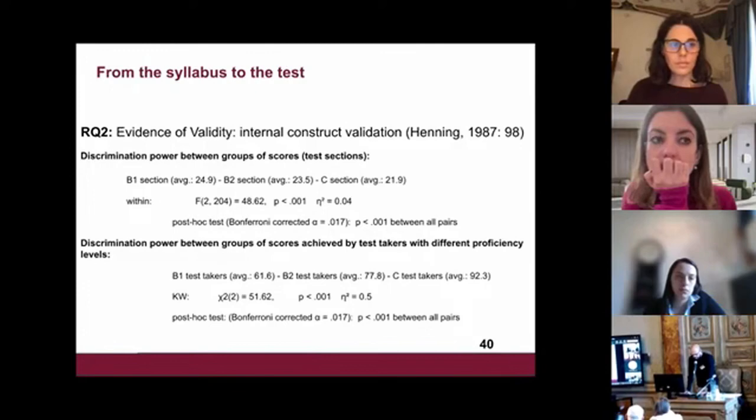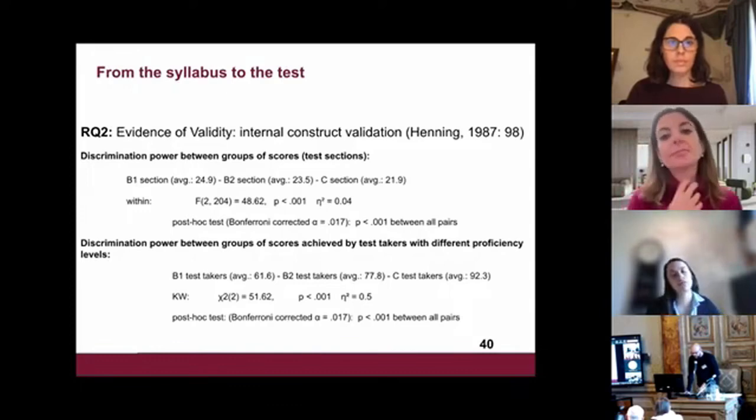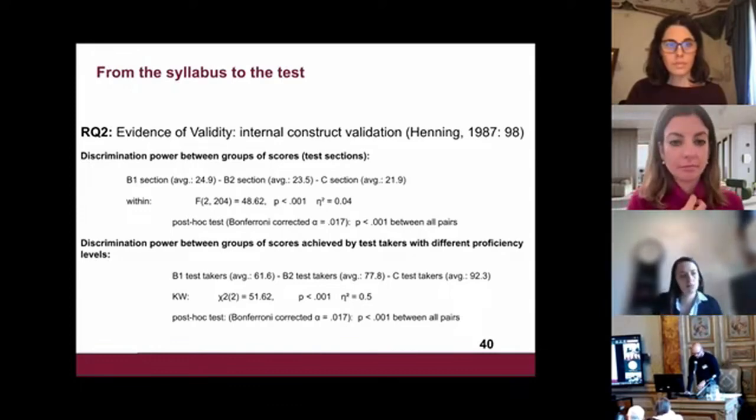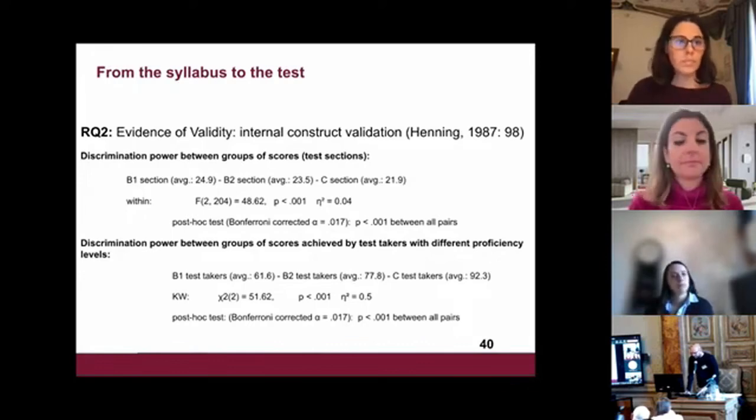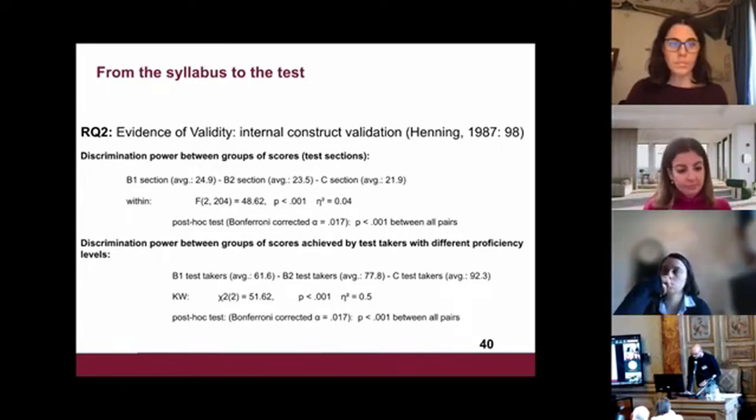So how about the discrimination power between groups of scores as test section? Here we have three groups, three sections. The average score for the B1 was almost 25 out of 33. For the B2 was a bit lower, 23.5, and for the C was 21.9. So we conducted within subject analysis of variance, and we found statistically significant results, though with a small effect size, and post-hoc tests confirmed that these differences are between all pairs with a p-value of 0.001.